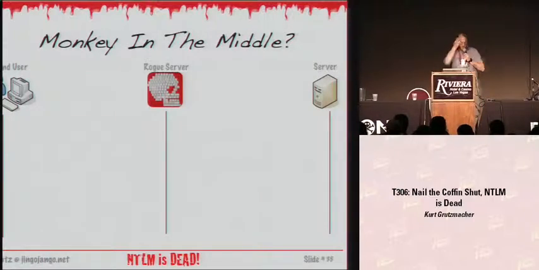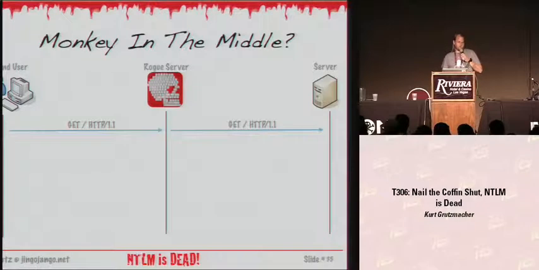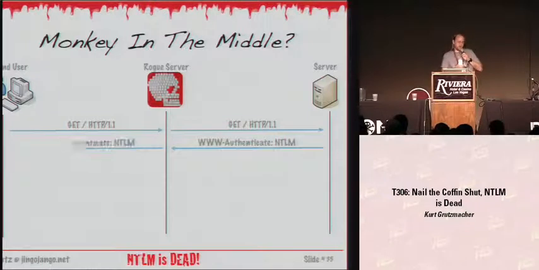So let's talk about a monkey in the middle attack. We now have a rogue server that we have an end user talk to us, says, hey, I want to talk to this page. The rogue server talks to the server and goes, hey, I want to talk to this page. Server goes, no, you must authenticate. The rogue server goes back and goes, hey, you got to authenticate. We're in the middle, in a way.